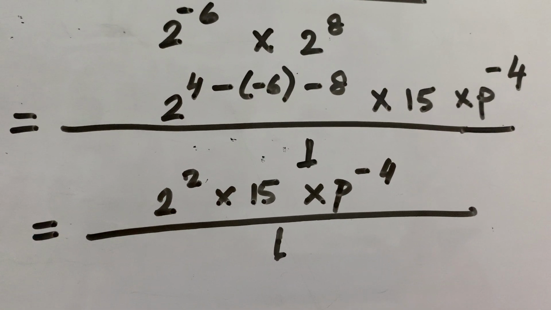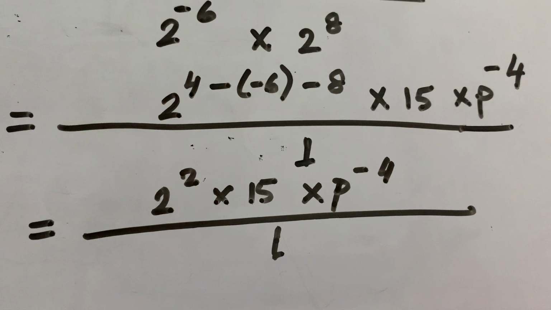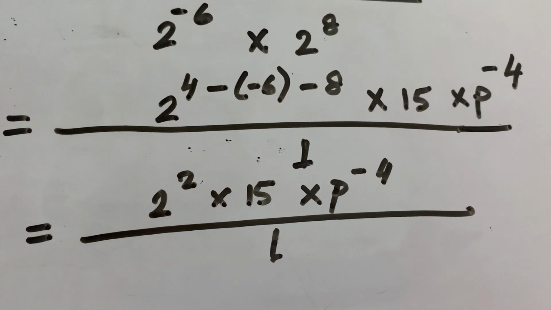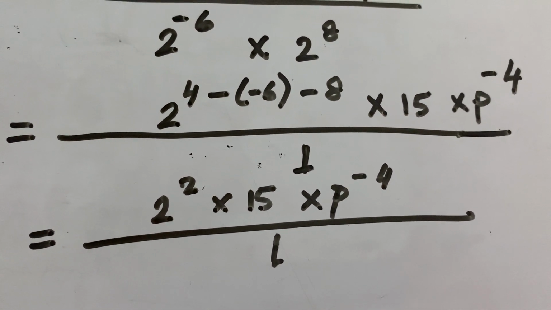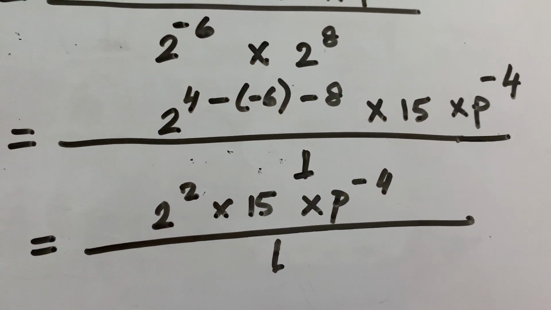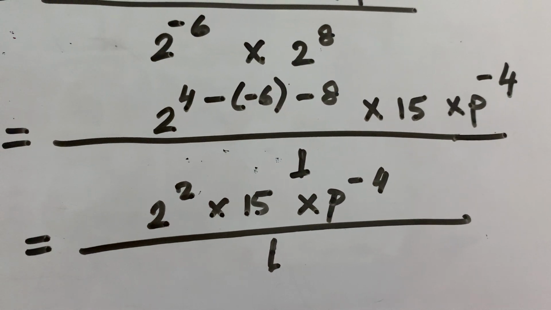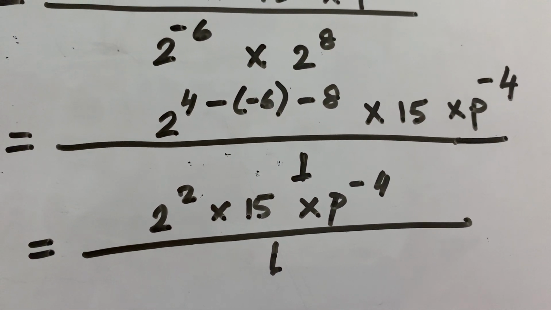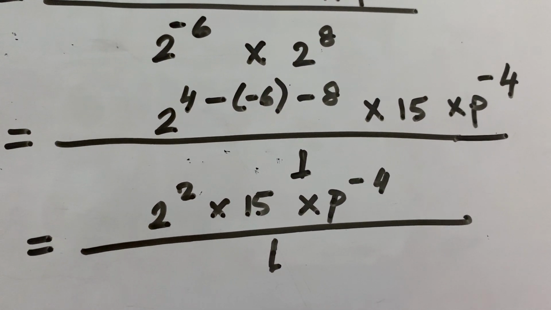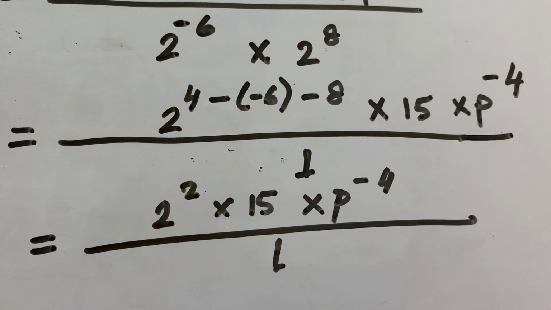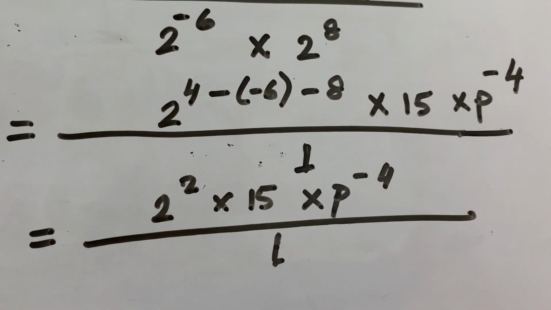So if you do the calculation, you get 2 to the power 2 into 15 into p to the power minus 4 divided by 1. p to the power minus 4 is 1 by p to the power 4. So numerator will be 4 into 15, which is 60, and down denominator will be p to the power 4. Or you can simply write the answer as 60 into p to the power minus 4.